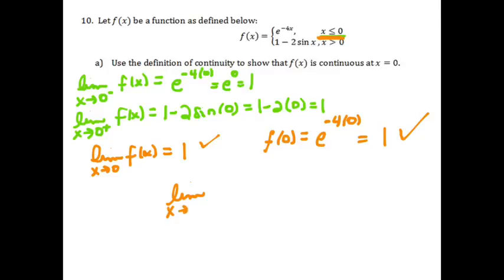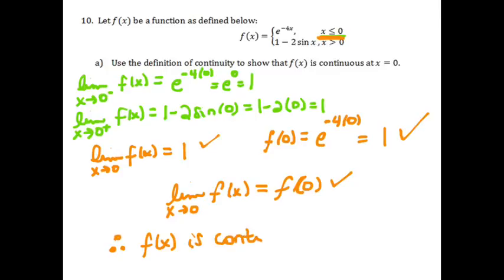And so we can say that the limit as x approaches 0 of f of x does in fact equal f of 0. And so we've shown all three parts of the definition of continuity. And therefore, f of x is continuous at x equals 0.